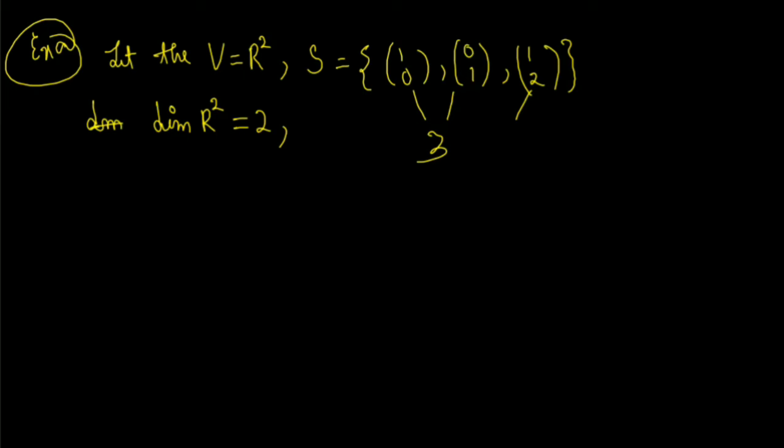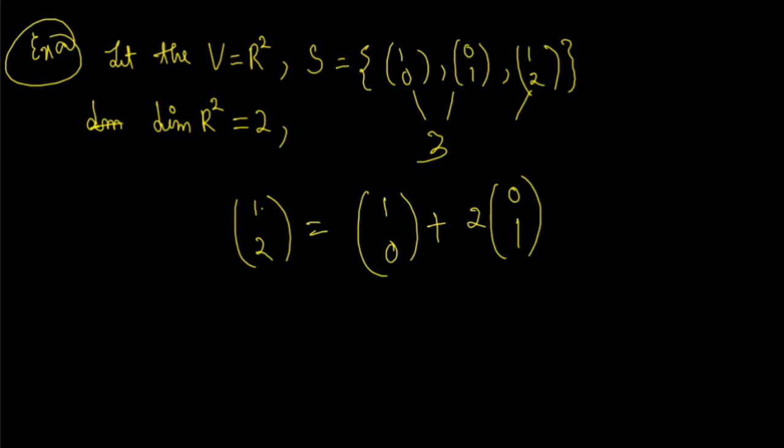We can see from here that 1 2 is the linear combination of 1 0 and twice of 0 1. So 1 2 can be written in this form. Therefore these vectors are linearly dependent. So even though they span R square, they do not form the basis of R square.